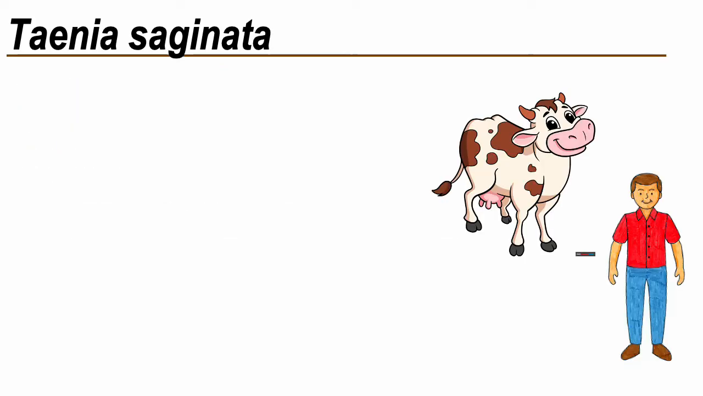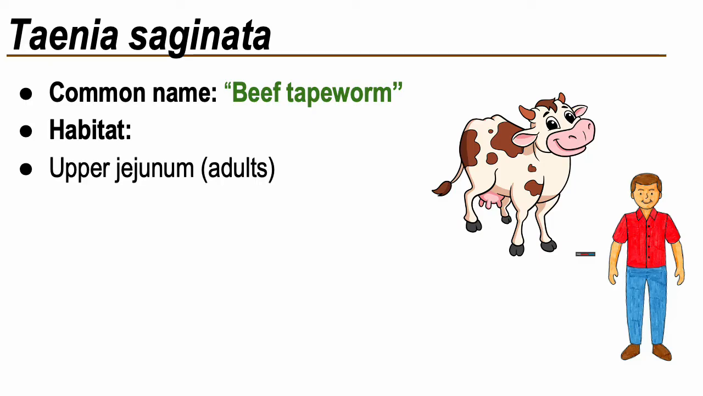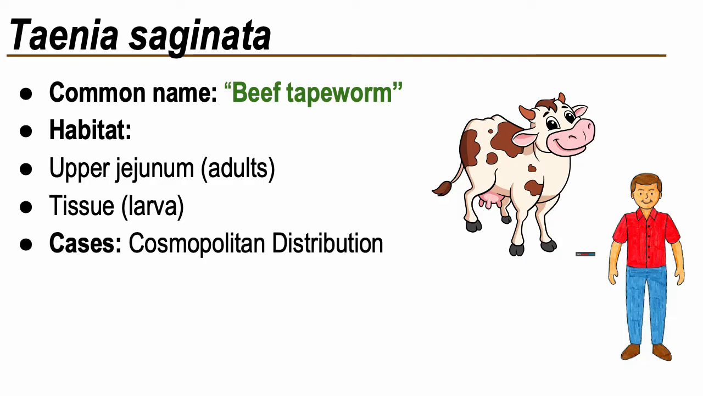So the next Taenia species is Taenia saginata, and this is also known as the beef tapeworm. The infective stage of this parasite is acquired by humans through ingestion of raw or undercooked cattle or beef meat. Adults of this parasite inhabit the upper jejunum of the definitive host, for example humans and cattle, while the larval stages inhabit the tissues of the intermediate host, and that would be the cattle.